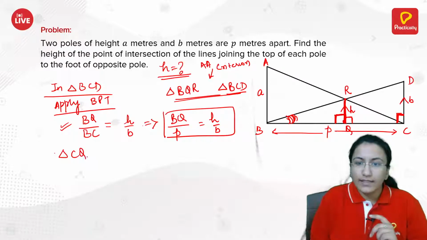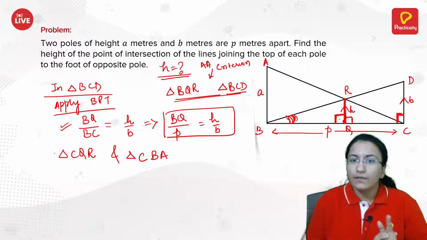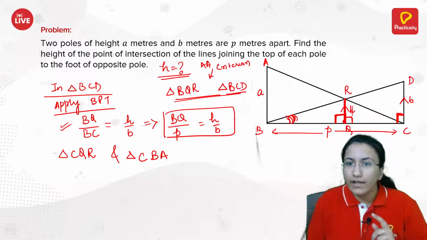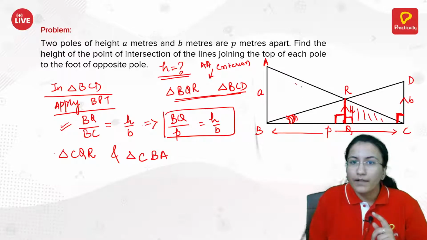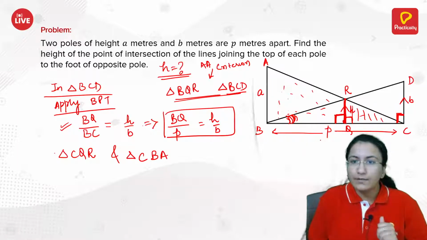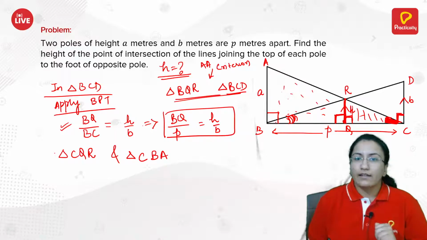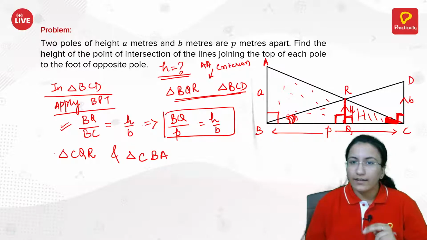In triangle CQR and triangle CBA, in a similar way, one is this triangle and the other is this complete triangle. So these two triangles would again be similar. Why similar? Because this time this angle is common to both the triangles. Even this angle is equal to this angle, which is 90 degrees. So by AA criterion, again you would say that these two triangles are similar.